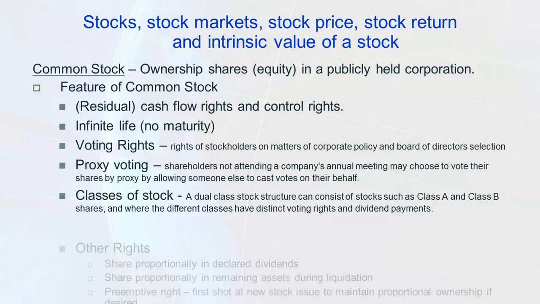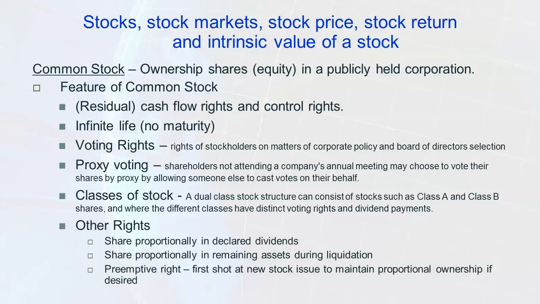Other rights: stockholders share proportionately in the declared dividends, share proportionally in the remaining assets during liquidation, and also have preemptive rights, which means first shot at new stock issues to maintain proportional ownership if desired. So these are the main features of common stocks.